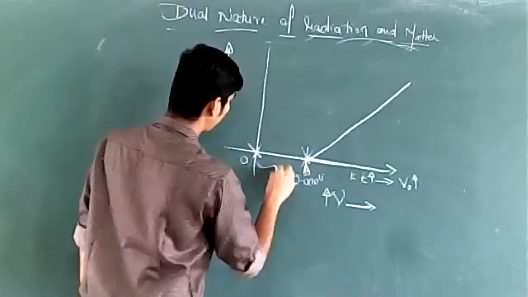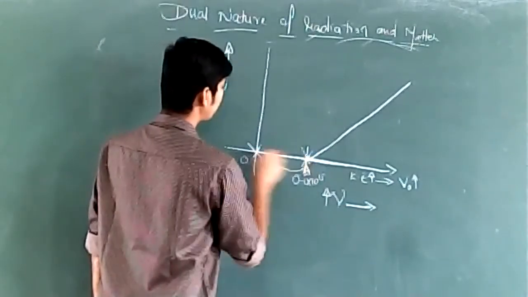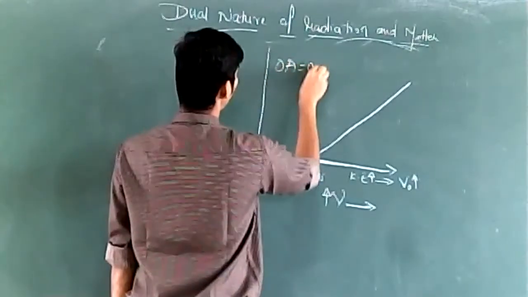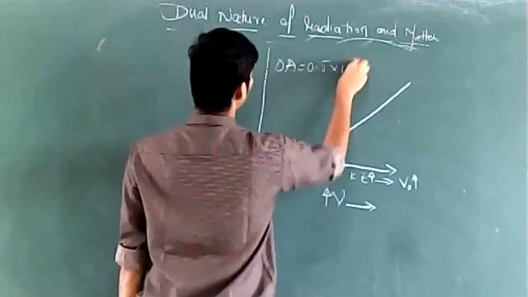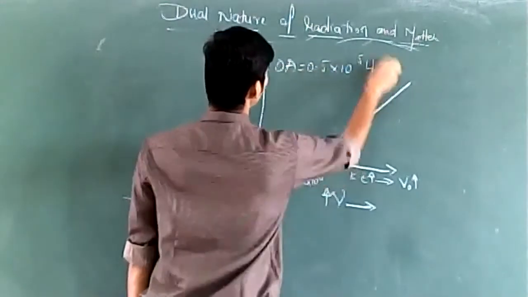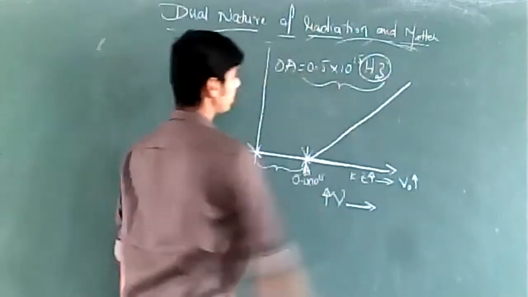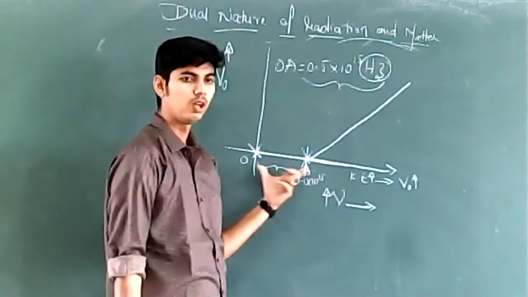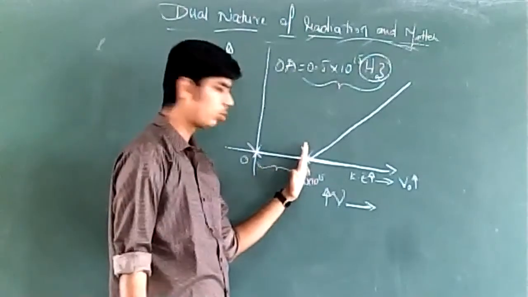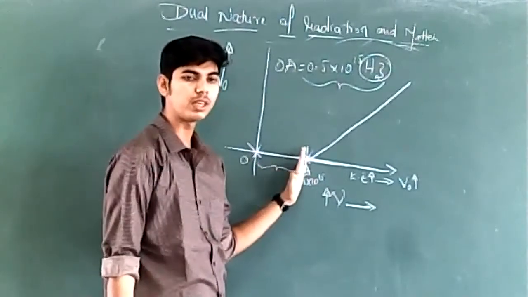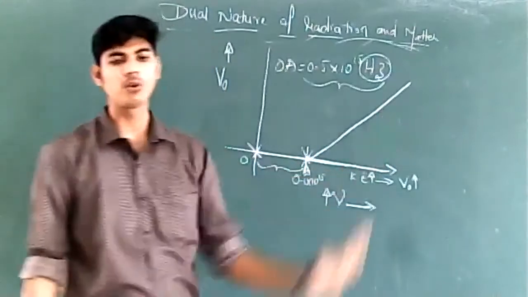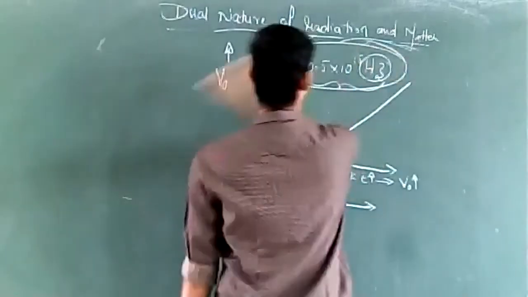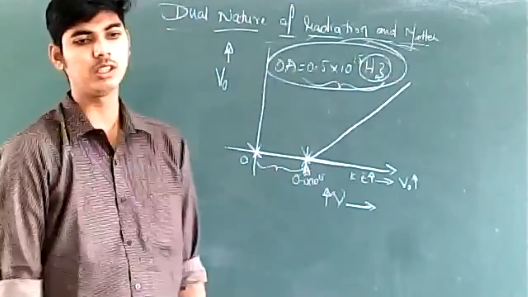This intercept is given as OA. OA is given as 0.5 into 10 to the power of 15 hertz. If you see the unit, you know this must be representing frequency. Up to this frequency no photoelectric effect is observed. From here upwards the photoelectric effect is observed. So can you tell me what frequency this is representing?